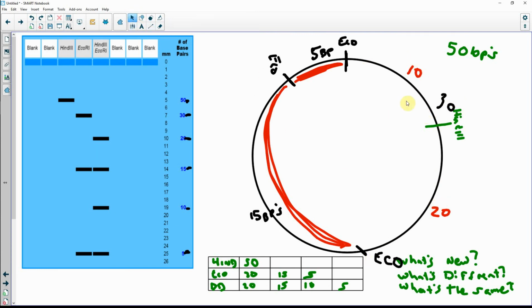Now you may say, but Mr. D, I don't know if it's 20 on the top or 20 on the bottom. And it really doesn't matter. We can only get so exact with this. But what I can do is I can know, okay, we got a 30 base sequence of eco that's been cut into a 10 and a 20, and that is corroborated by the gel. Okay? So that is the first restriction map that I'm showing you how to do.